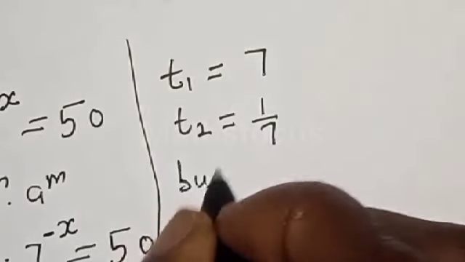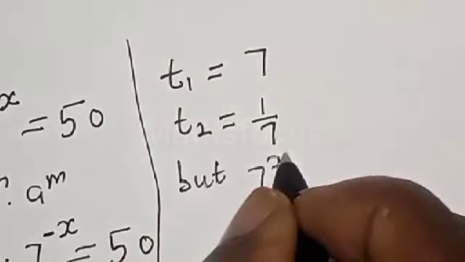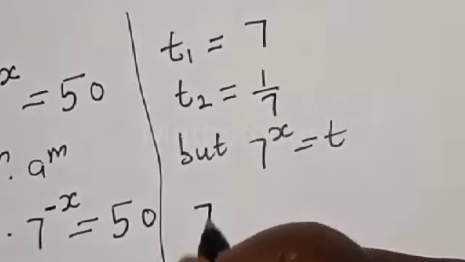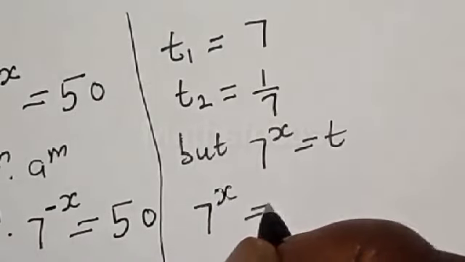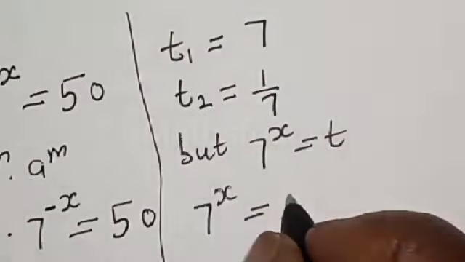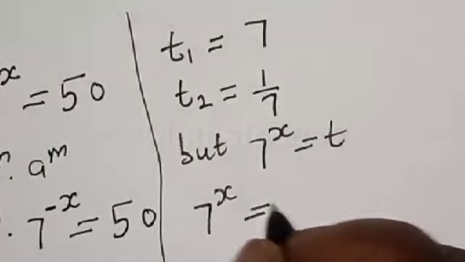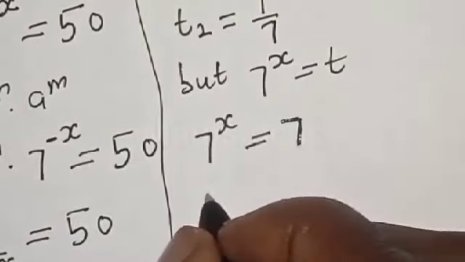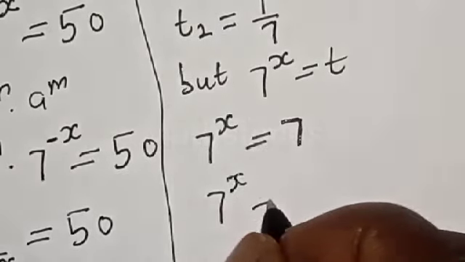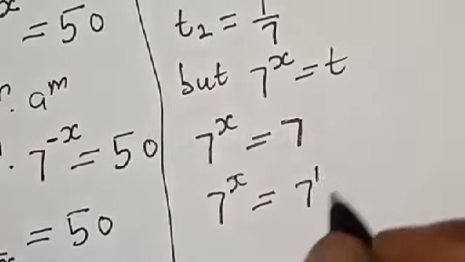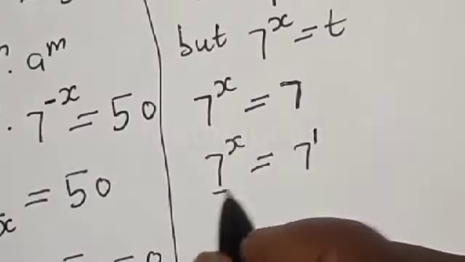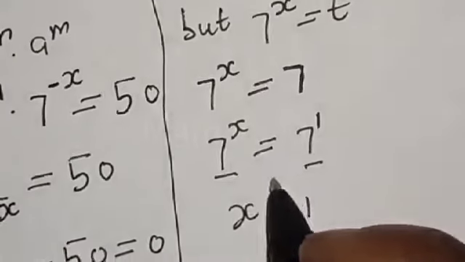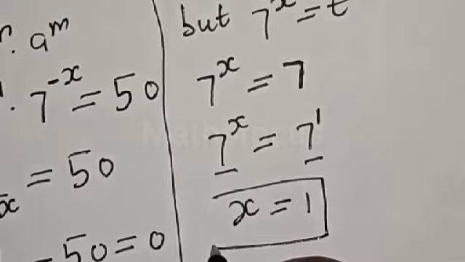But 7 raised to the power s is equal to t. Now, we have 7 raised to the power s is equal to 7 at t1 is equal to 7. Yes, 7 raised to the power s is equal to 7 raised to the power 1. They have the same base. s is equal to 1. That is the first value of s.